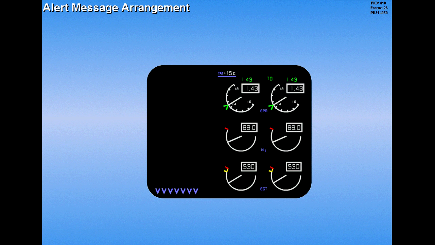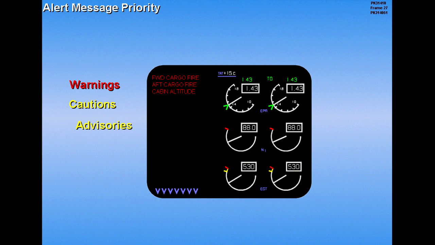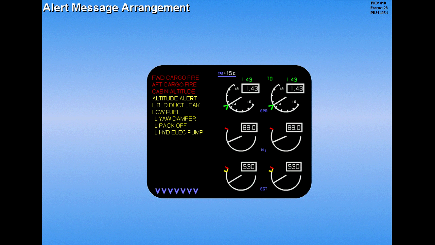The crew alerting messages are arranged by their urgency and order of occurrence. The red warning messages appear at the top of the list, followed by the cautions and the advisories. The top message in each group indicates the most recent warning, caution, or advisory.